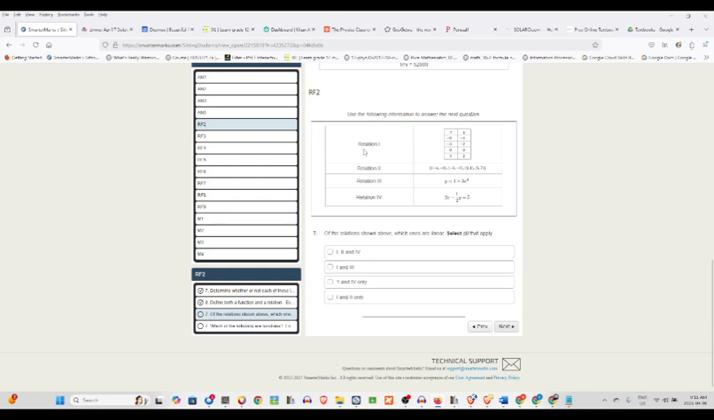So, relation 1. The x's always go up by 3. The y's always go up by 2. So 1 is linear. Not surprising considering it's an option every single time. Relation 2. Or sorry, it is linear, I should say. But we could have told that from these.